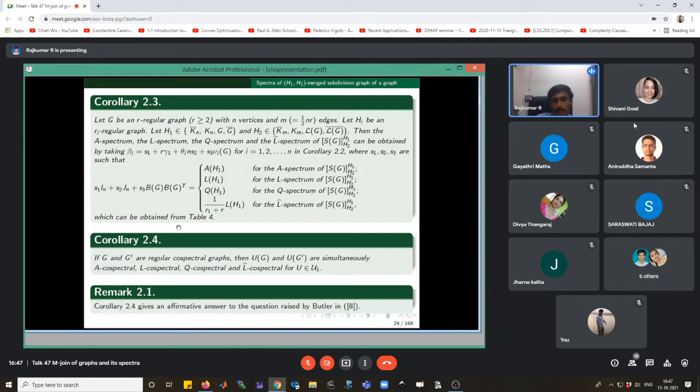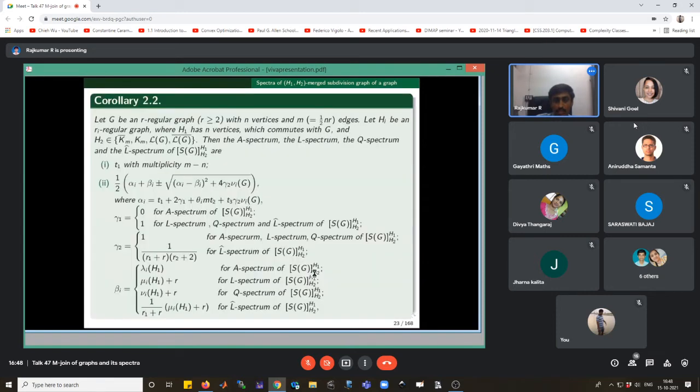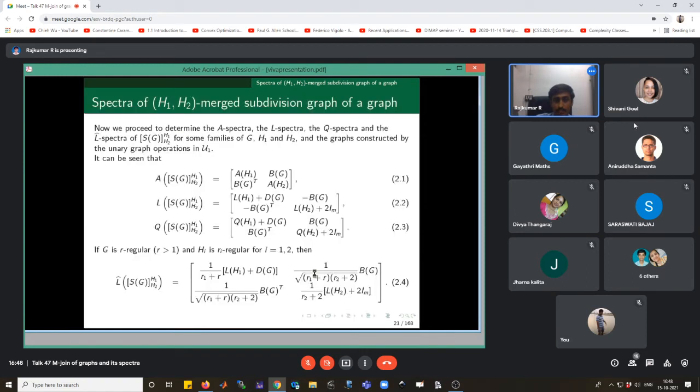And as one more corollary of these results, we have proved that if G and G' are regular co-spectral graphs, then U of G and U of G' are simultaneously A co-spectral, L co-spectral, Q co-spectral, L-hat co-spectral, for each U belonging to U1. Of course, this U1 is nothing but this first.